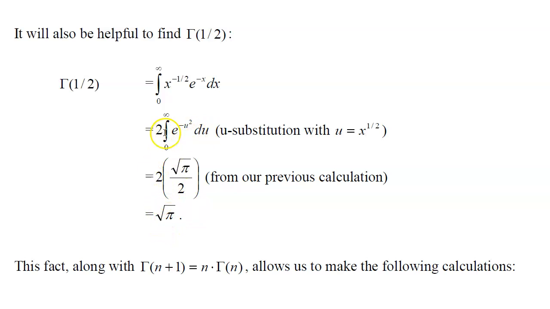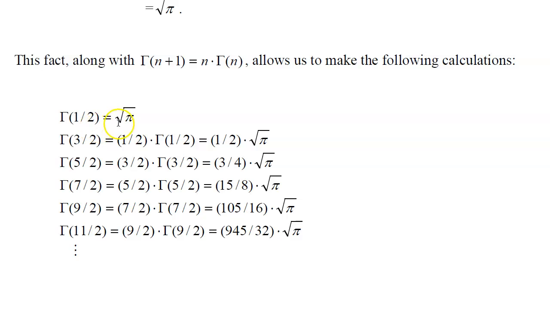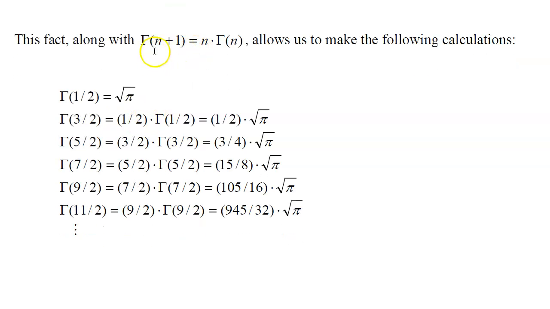Right, so we really needed the value of this integral to calculate gamma of 1/2, and that's why we calculated it before. So gamma of 1/2 is the square root of pi. Okay, so this fact, along with this fact, gamma of n plus 1 equals n times gamma of n, that was true regardless of whether n was a whole number or not. So let's use the fact that gamma of 1/2 is the square root of pi, along with this, to find gamma of different values.